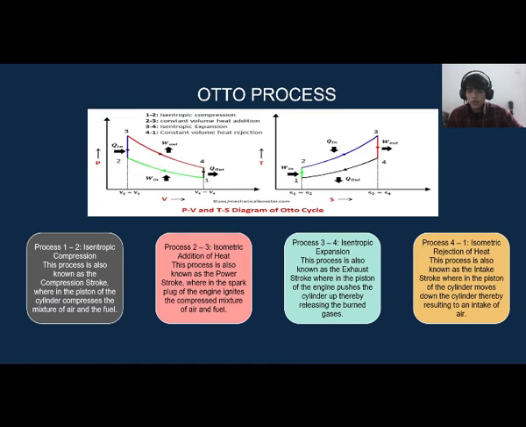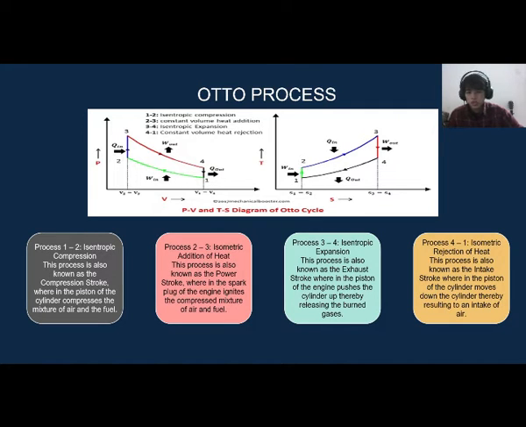Next, I will talk about the Otto process. Process 1-2, isentropic compression. This process is also known as the compression stroke, where the piston of the cylinder compresses the mixture of air and the fuel.